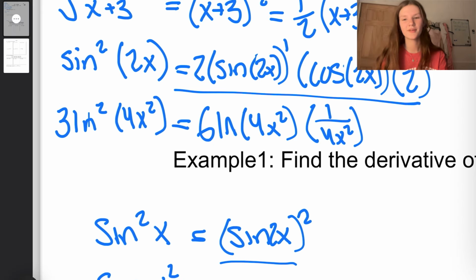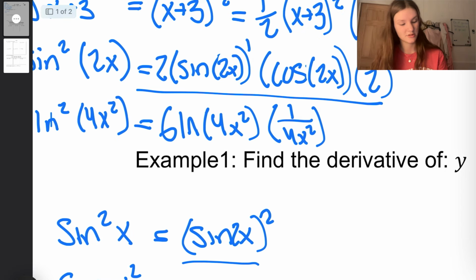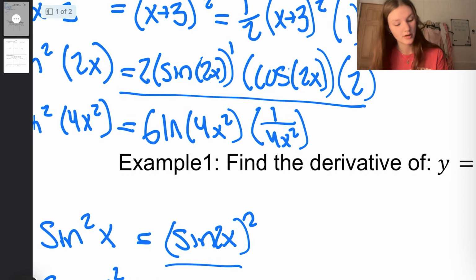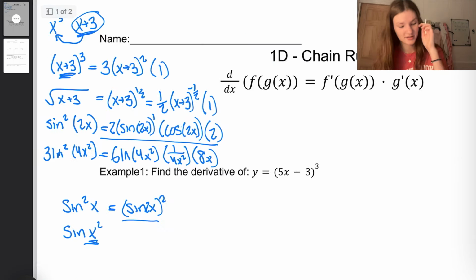I don't think I made a video on the log rules yet, but hopefully you know that. We'll go over that later. This is just in case you know that and you need to review quotient or whatever. And then the inside of that would be 4x squared, so the derivative of that would be 8x. Hopefully that makes sense to you guys. That was kind of a lot.